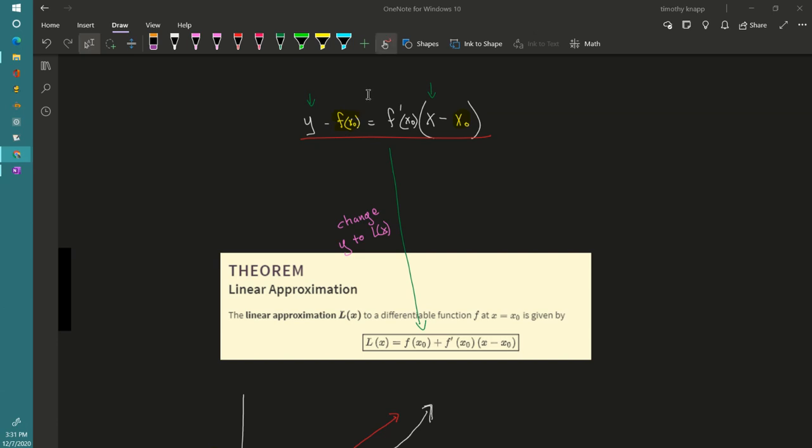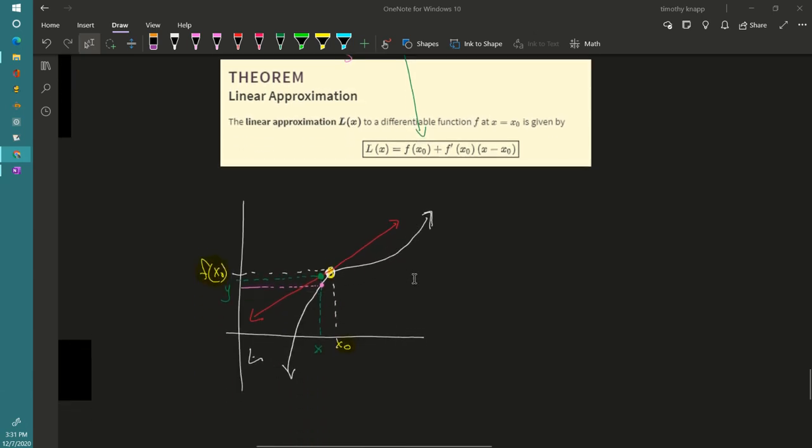Okay, so basically, our classic tangent line equation, right? And if you take this equation and you change the y here to an L of x, then basically what you're saying is that y coordinate on that tangent line is now going to be a y coordinate, or a linear approximation they call it, of a function. Okay, so let's look at this diagram here.